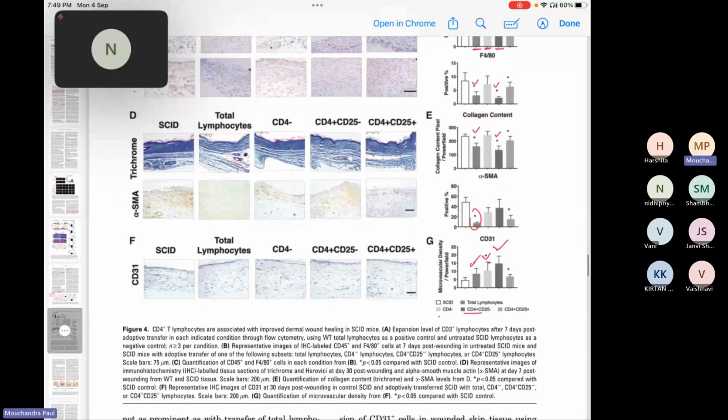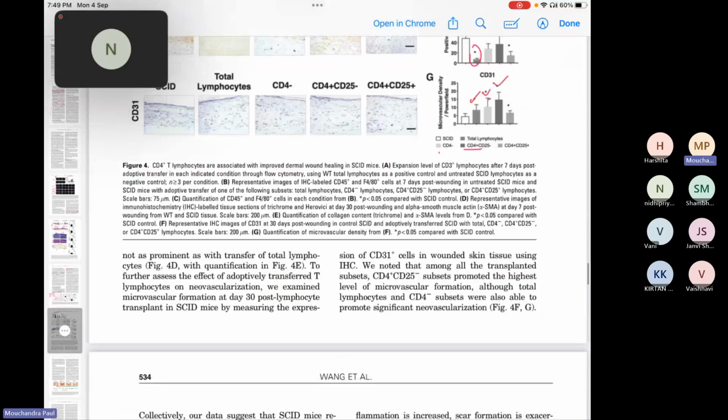Okay, so what did we understand so far with this result? That the T lymphocytes, they are promoting vascularization, means formation of new blood vessels at the wound area. Also, there is less deposition of the collagen content, thus the fibrosis level has reduced. Also, the activity and the population of the myofibroblast at the wound area has also reduced, because of which there will be less scarring.